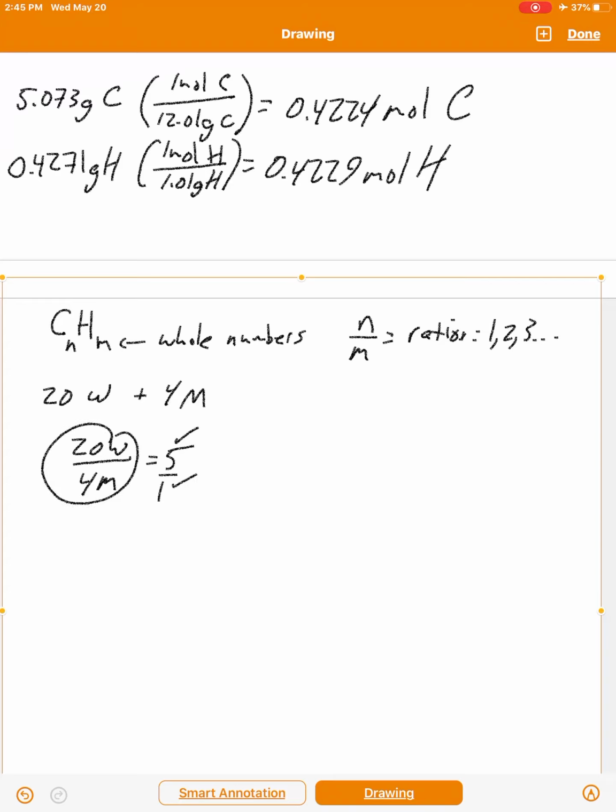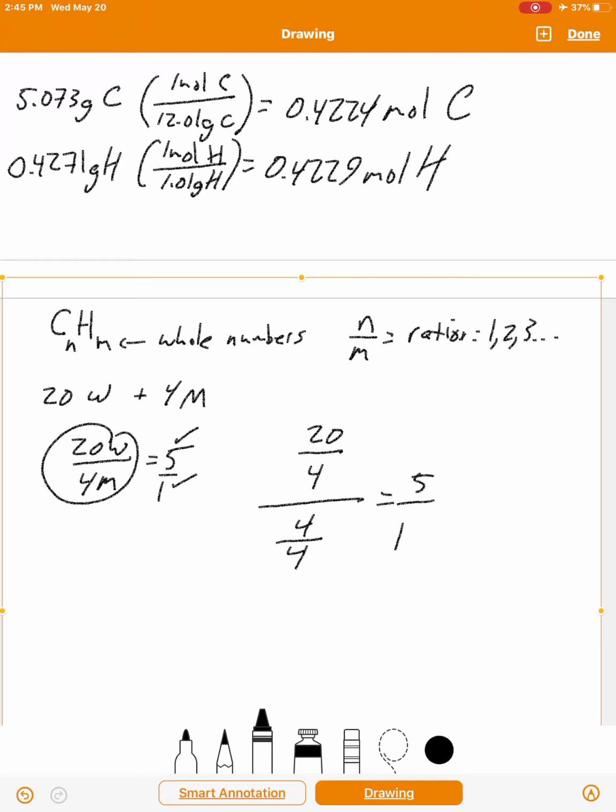So what we did was we divided each of these numbers. 20, we divided that by 4. And then we took 4 and we divided that by 4. And that gave us 5 to 1. That's the ratio. So we're going to do exactly the same thing here.